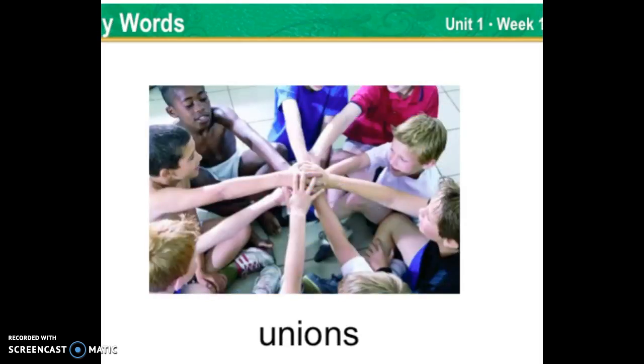Next word is unions. Labor unions are groups of workers who unite to improve job conditions. Unions often help workers get better health care or pay. So a union is when a group of people get together to try to make their job conditions better or get higher pay, and they work together to accomplish that goal.